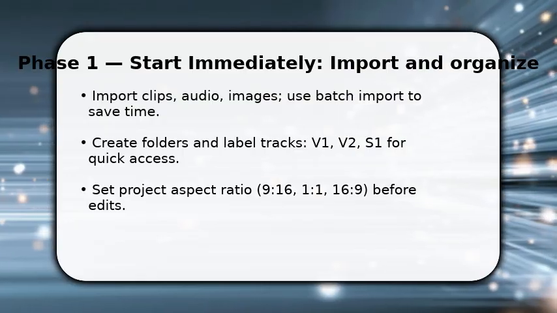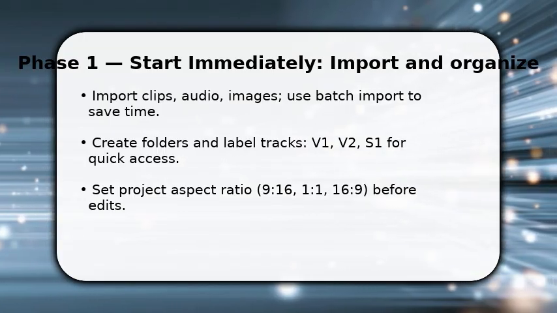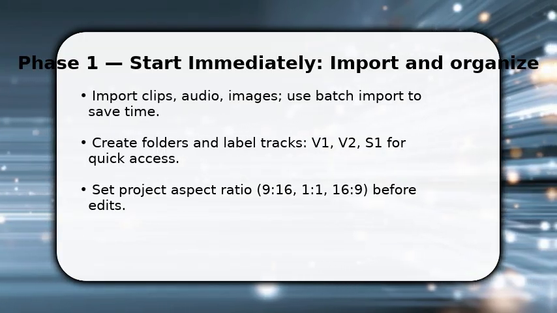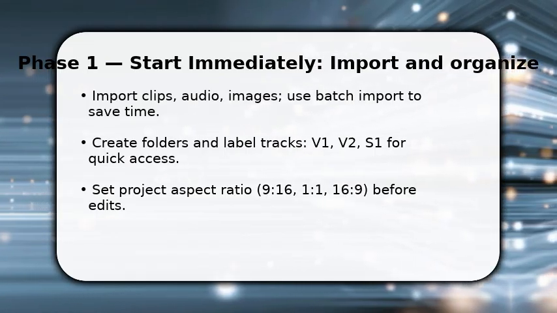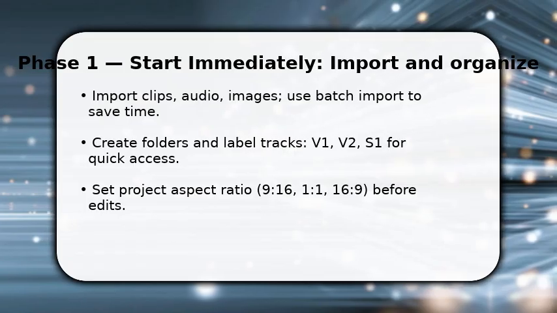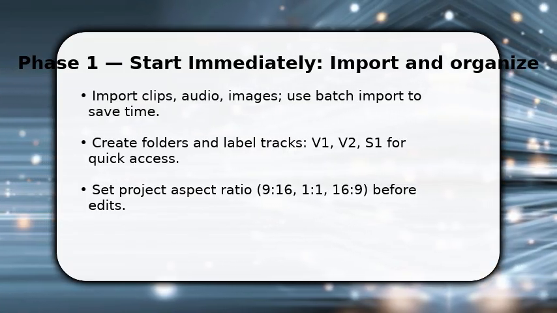You begin by bringing your media into CapCut and organizing it so editing is fast and predictable. Import everything at once, then make folders and label tracks. That reduces hunting for clips later. Choose the correct aspect ratio now, because once you edit, resizing causes rework.